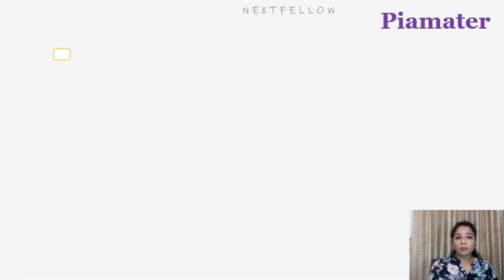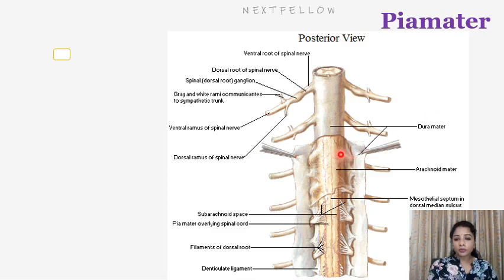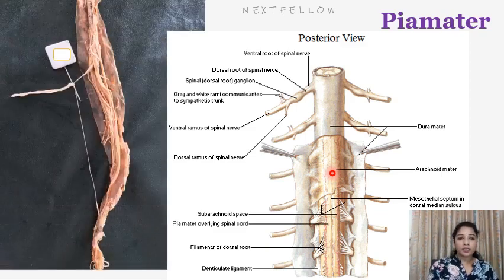So next, about the pia mater of the brain. Pia mater is the innermost layer, which is intimately attached to the spinal cord. It is a thin and highly vascular membrane, closely investing the spinal cord, and it continues below as the filum terminale. Here we can see a specimen where, at the lower end, this is the conus medullaris, and this thin thread which is tied here is the filum terminale.